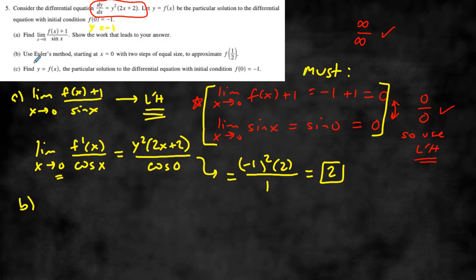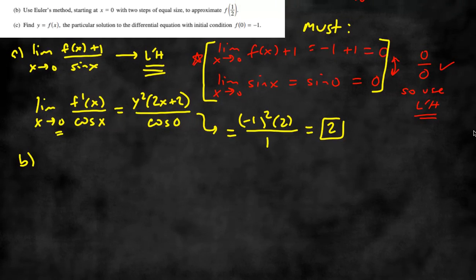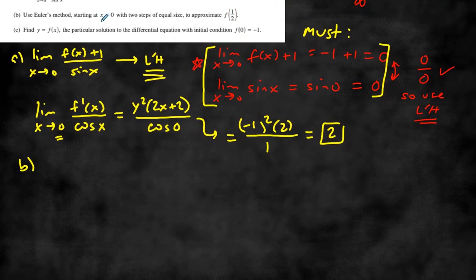We go to B. B says use Euler's method. And so if we go ahead and look at Euler's method, it says start at x equals 0, 2 steps, getting f of 1/2. So we're going from x equals 0 to x equals 1/2. And we do our little table here. We're going to start at 0. We're going to go 1 step, 2 steps, and end up at 1/2. That puts us midway at 1/4. So our delta x is 1/4.